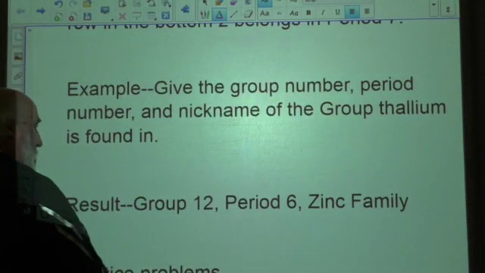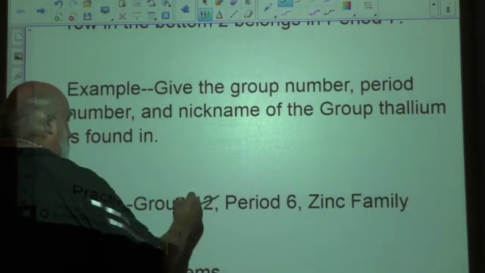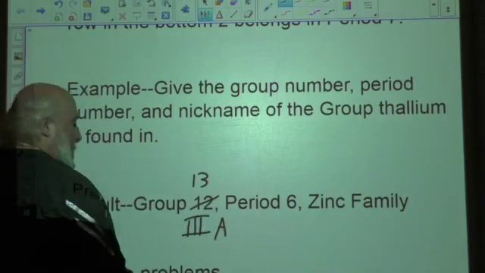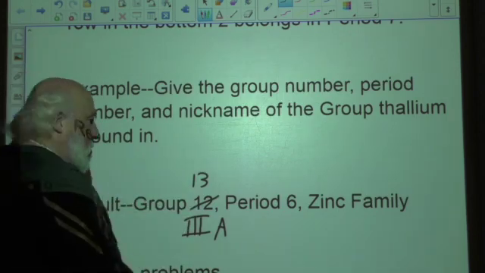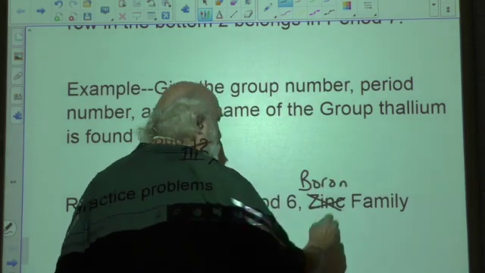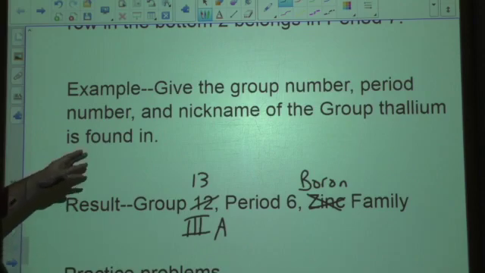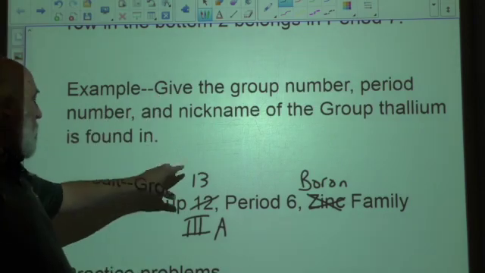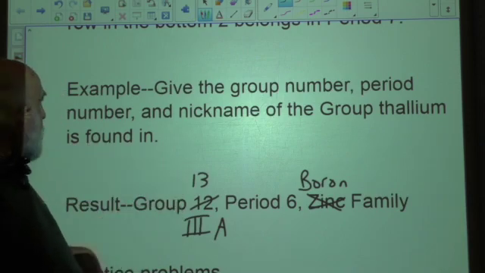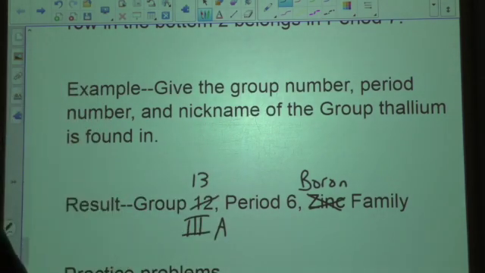Yeah, I'm off by 1. So, this is thallium here, so this is group 13 and Roman numeral 3A. Period 6 is correct, and instead of the zinc family, this is the boron family. So I'll make sure to get that fixed for you. Alright? So, group number, or numbers, 2 numbers, because it's got an A column with it, 13 and 3A, Roman numeral 3A, period number is 6, and the nickname of the group that thallium is found in is the boron family.